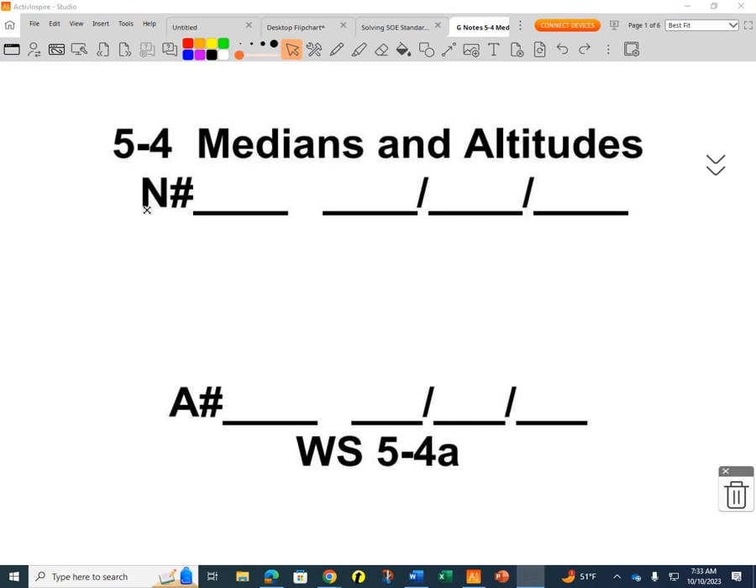Medians and altitudes. We're going to go ahead and get started. Remember, no phones out, no submitting assignments in class. Make sure they're in your backpack.